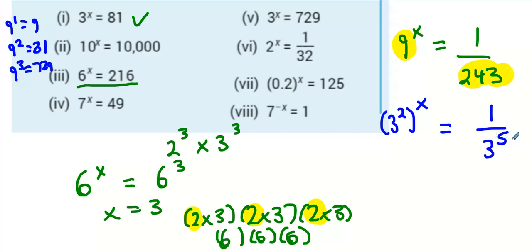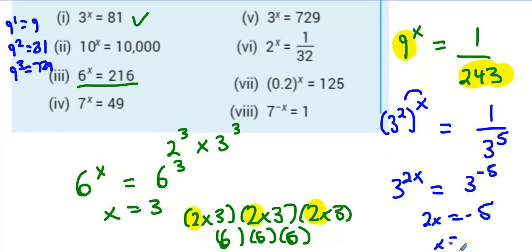Now, two things. Multiplication rule on the left. So what happens when you use the multiplication rule? 3 to the power of 2x. Negative power rule. 3 to the power of minus 5. You then get 2x equals minus 5, and then x equals minus 5 over 2. Is that all right? There are tricks, and question part 6 would be like that. Very similar question. Is that all right?